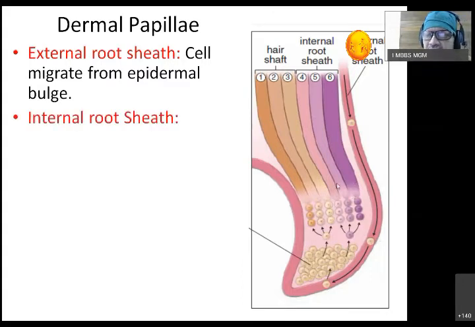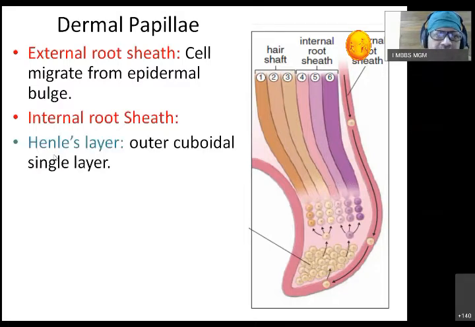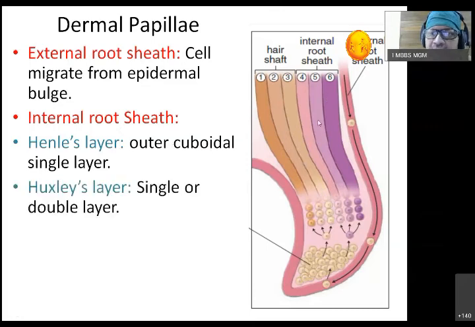Internal root sheath is further divided into three layers from outside inward: the sixth, fifth, and fourth. Sixth one is called Henle's layer. People are very much fond of this word, so please remember. What is Henle's layer? Henle's layer is the outermost layer of the internal root sheath. That is called the outer cuboidal single layer. Then there will be Huxley's layer. This fifth one is Huxley's layer.